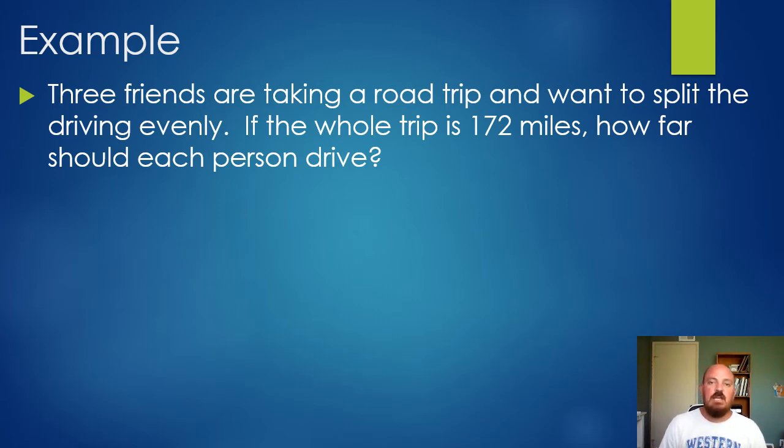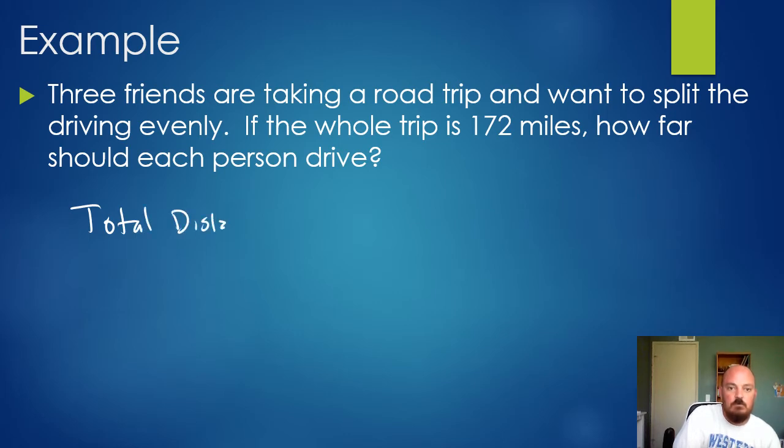And then I come up with a strategy. Like I said, you don't need an equation for this one. This is actually an overly simplified example for us to start with. My strategy would be: if three people are taking a road trip and want to split the driving evenly, let's take the total distance and divide it by 3. And I'm actually going to write that out. This is my strategy: I'm going to take the total distance and divide it by 3.